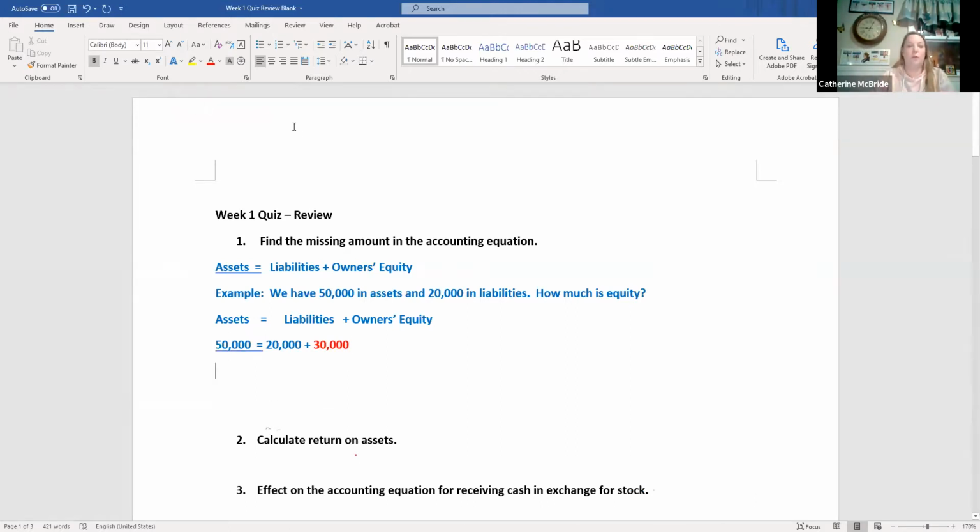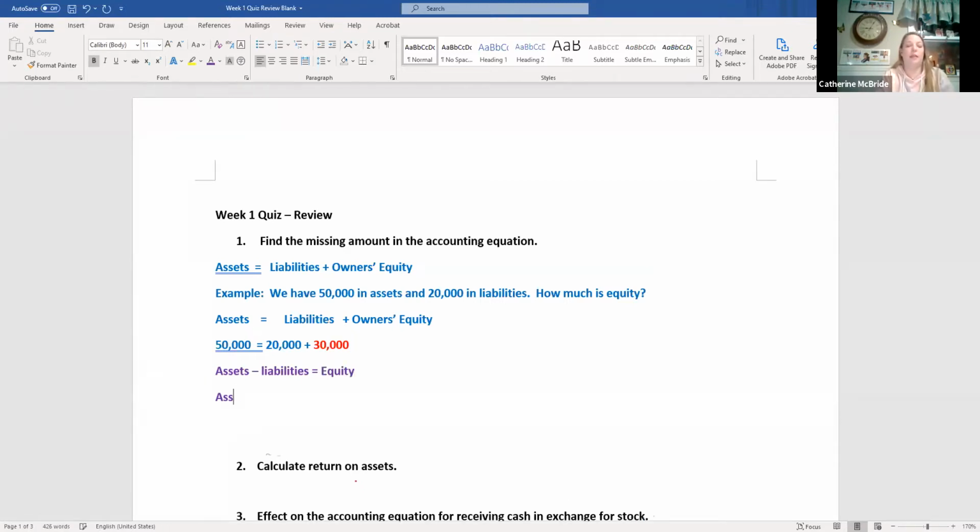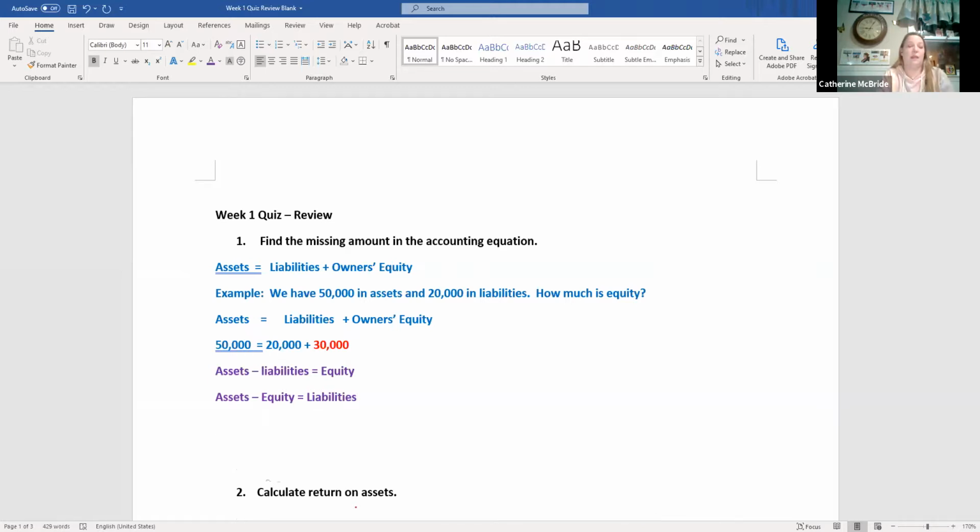Now, just for your own information, I'm going to point out that you can rearrange this equation. So this equation can be rearranged as assets minus liabilities equals equity. I'm just going to take a shortcut and call it equity. It could be assets minus equity equals liabilities. Yeah, that's pretty much the common ways of rearranging it. So you can rearrange it any way you need to.